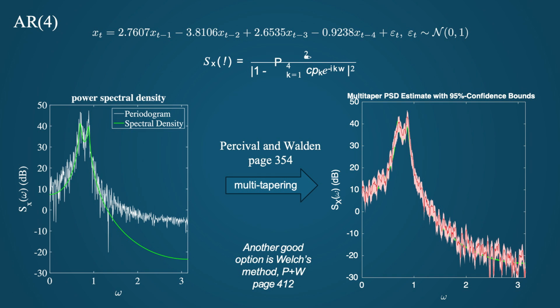And also at the top you see 95% confidence bands that are provided. So this is MATLAB's multi-tapering package. Python and R also have multi-tapering packages which give you confidence bands, so you can look those up.